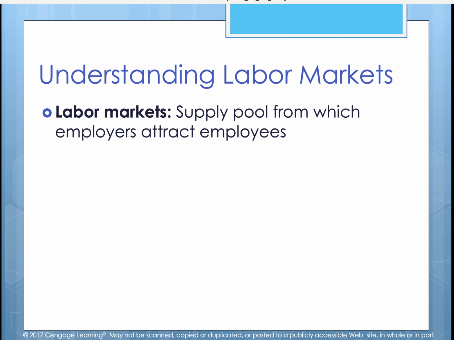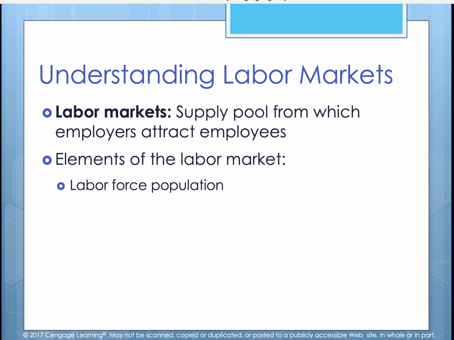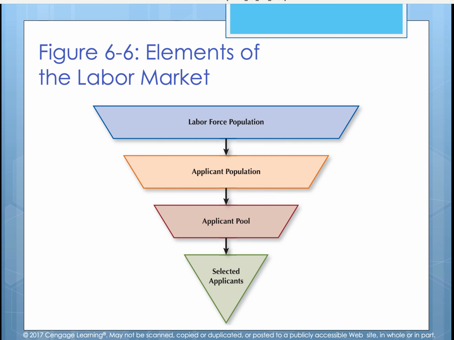Now, how we go about understanding labor markets: first you need to know what a labor market is. I mentioned it briefly, but it is literally a pool that you are casting. You're casting out this net and trying to attract employees. If you look at the ocean and you throw out a net, what fish can you catch in that net? That's what your labor market is, and there are different elements that make it up: your labor force population, which we're going to talk about, your applicant population, the pool, and selected applicants.